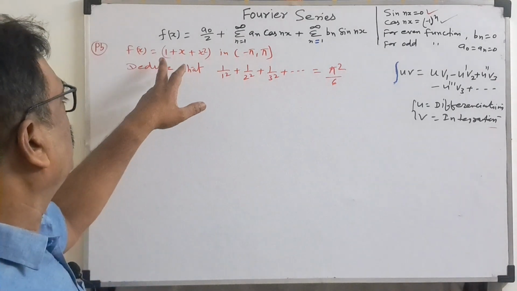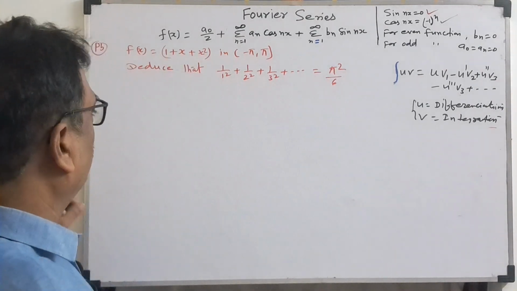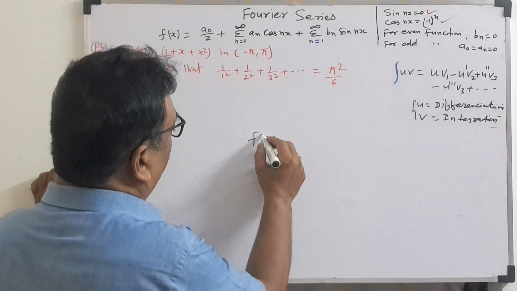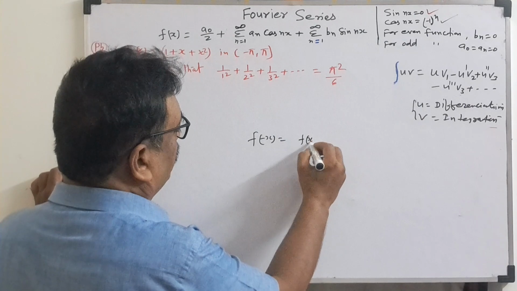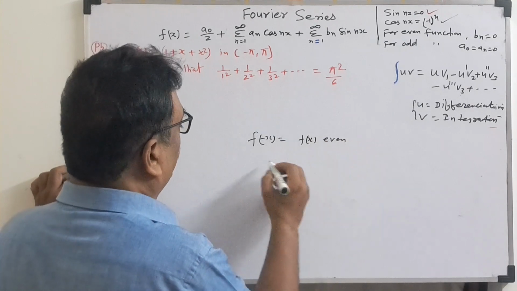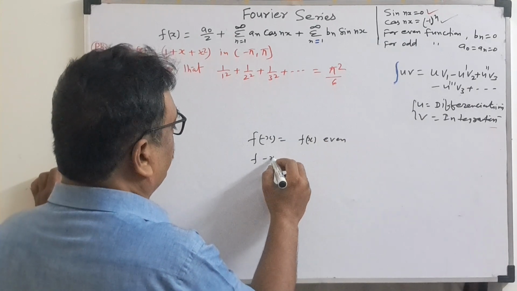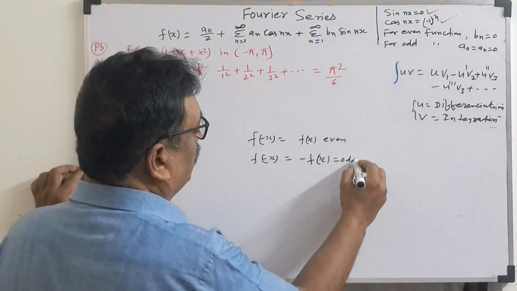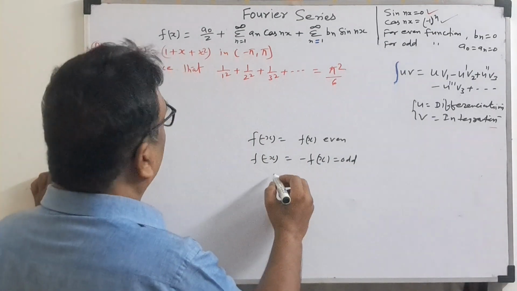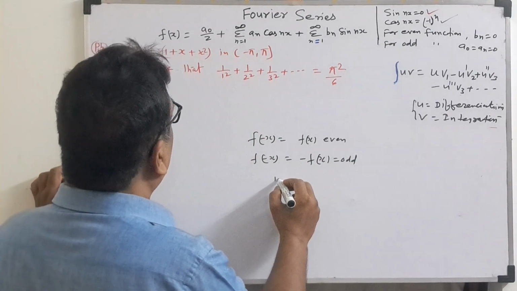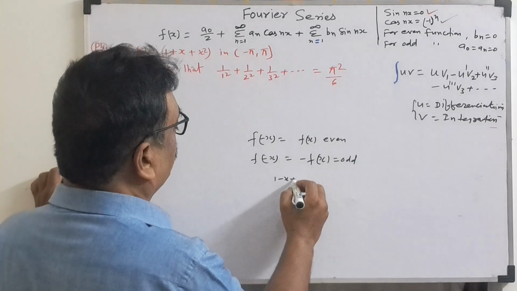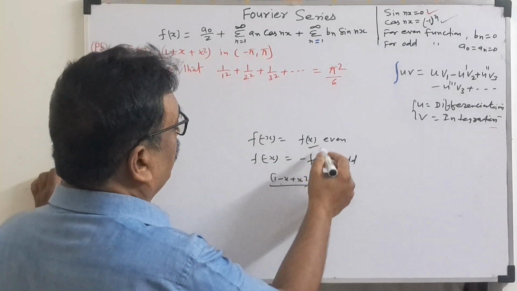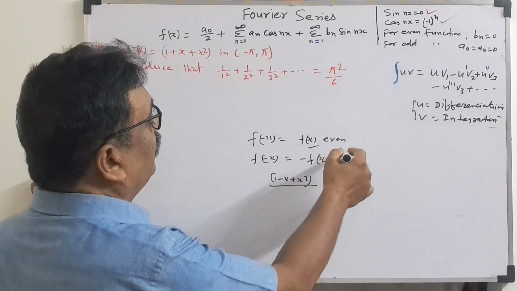Before this, we will see whether the given function is even or odd. So we will check first. How will we check? If f(-x) comes as f(x), this function is known as an even function. If f(-x) is equal to -f(x), that is called an odd function. So you substitute here, what will come? 1 - x + x², which is neither f(x) nor -f(x). That means this is neither even nor odd.